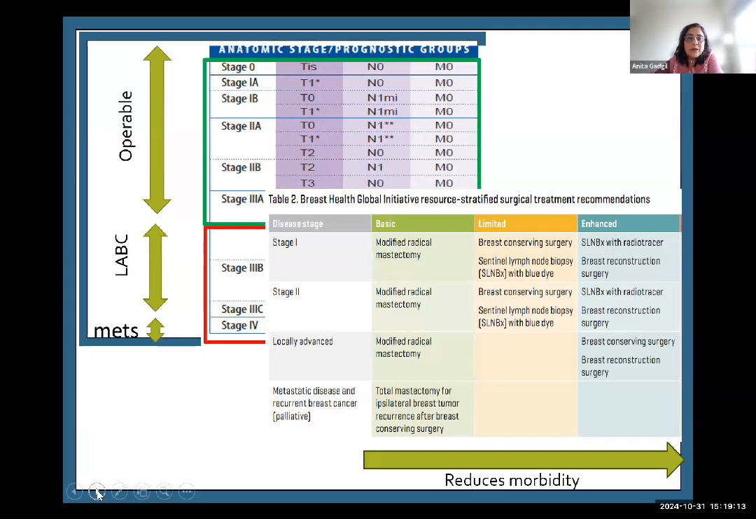Moving from basic to enhanced resources reduces morbidity, or reduces arm edema, if you go from basic surgery to enhanced surgery with the smaller surgery of lumpectomy and just sentinel lymph node biopsy rather than a huge radical mastectomy.